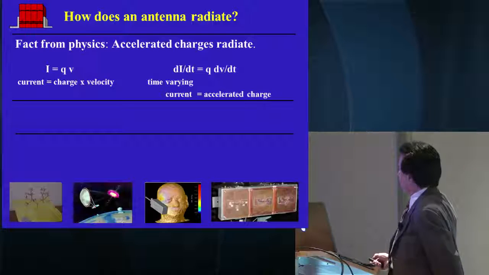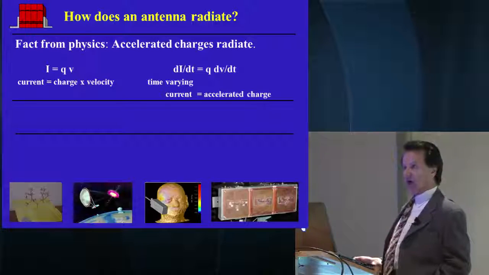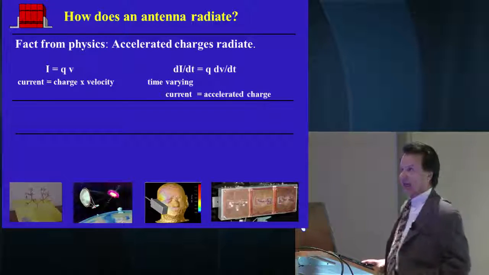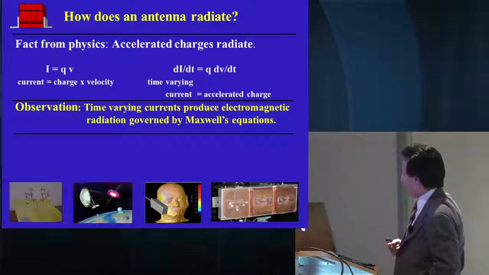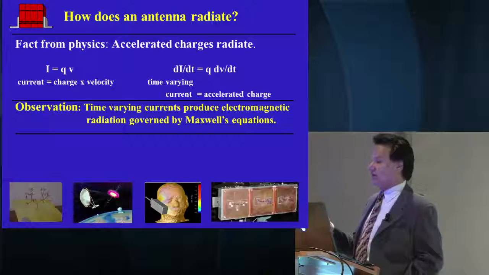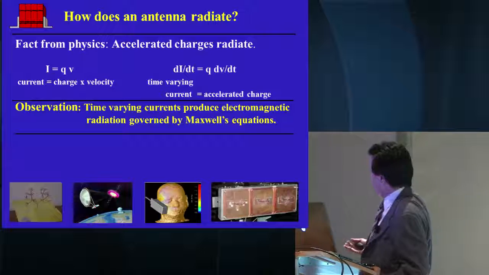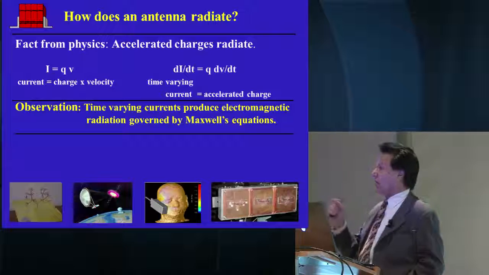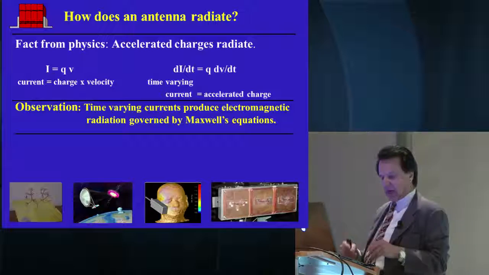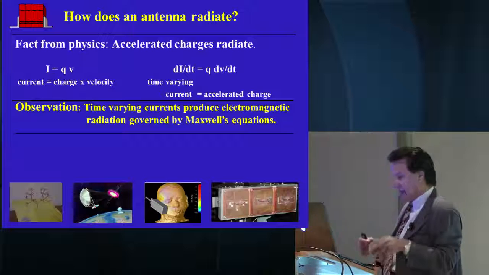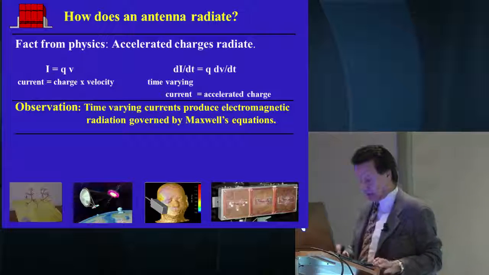So if you look at the current, it is the charge times velocity. If you differentiate that with respect to time, that's the derivative of velocity, which is acceleration. So immediately you make a very profound observation, namely, time-varying currents produce electromagnetic waves governed by Maxwell's equations. And that's so important. Time-varying. So anytime you have time-varying current, it creates electromagnetic waves, and that's where we see all these potential problems with interference and all that, because it creates electromagnetic waves. The frequency depends on the rate of oscillations and so forth and so on.